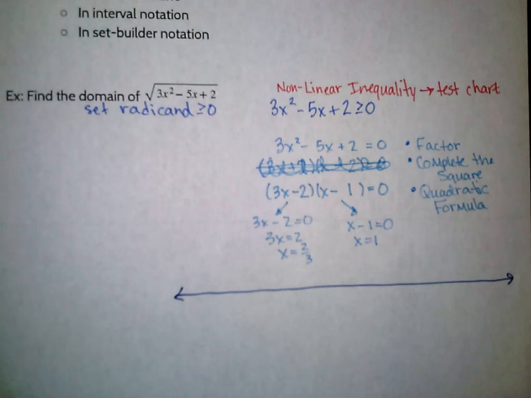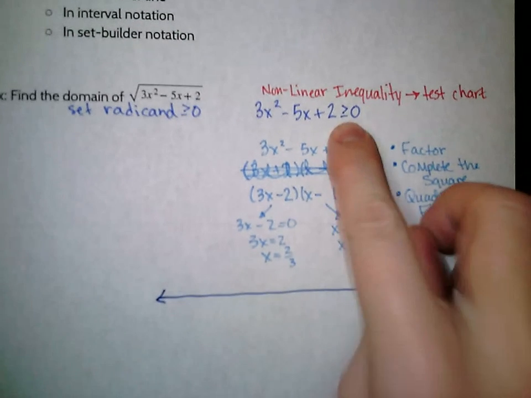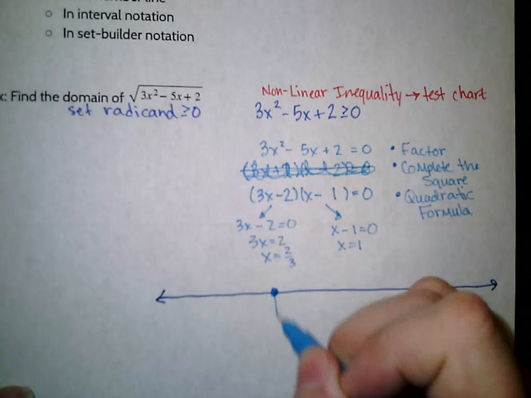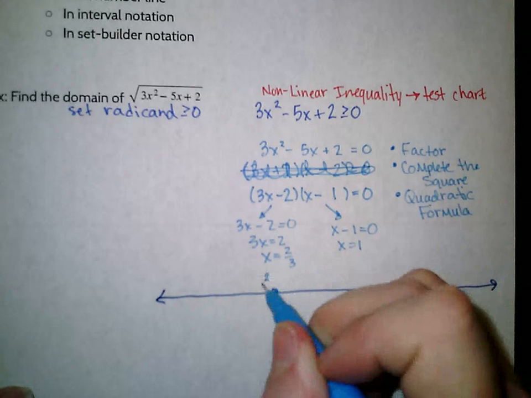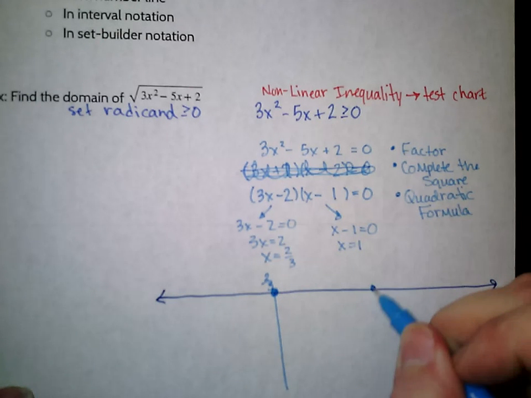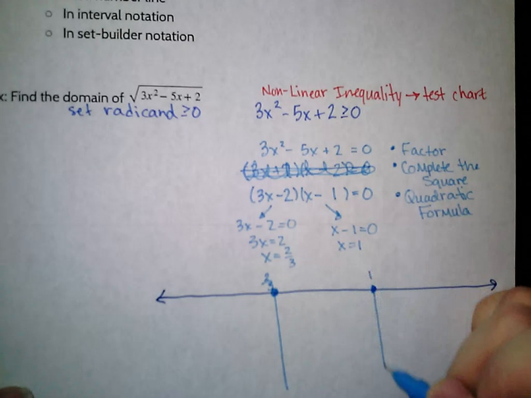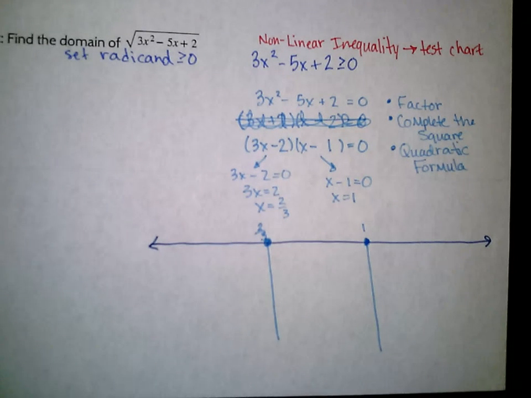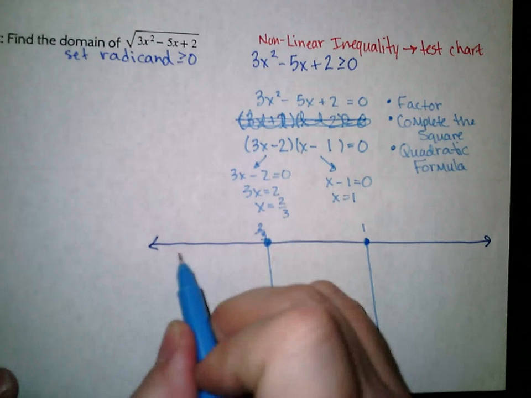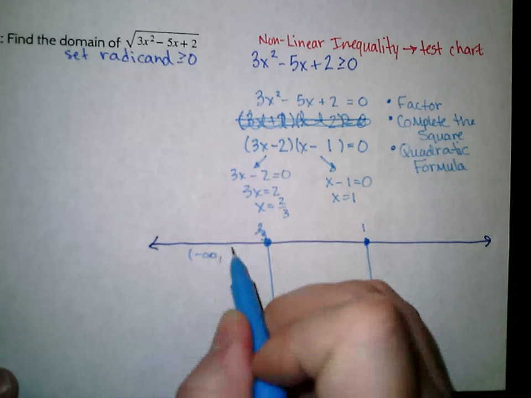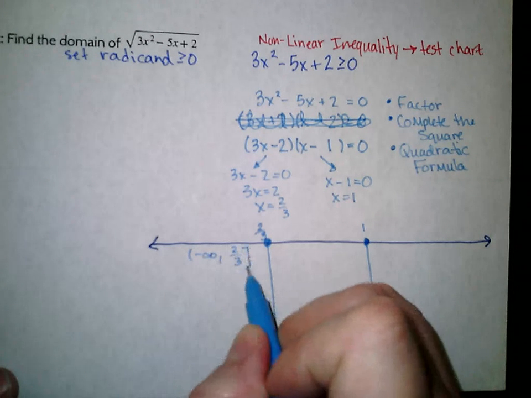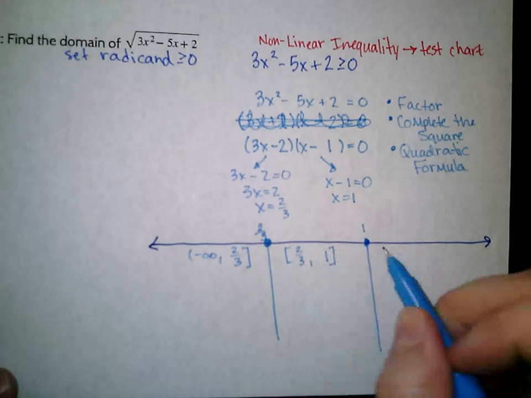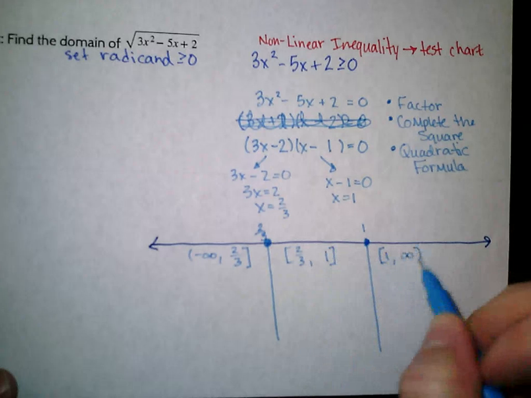And since my original inequality up here was greater than or equal to, those values are going to have closed circles. So I have 2/3 here and 1 here. Then I usually go ahead and label my intervals. So this interval goes from negative infinity to 2/3. This one goes from 2/3 to 1, and then 1 to infinity.